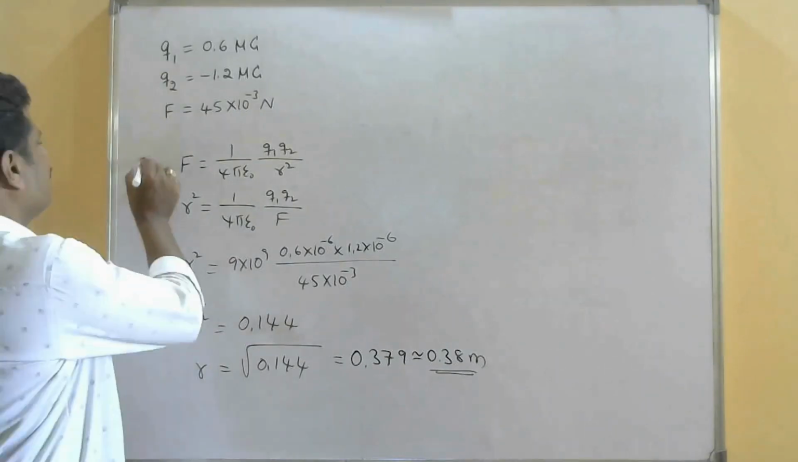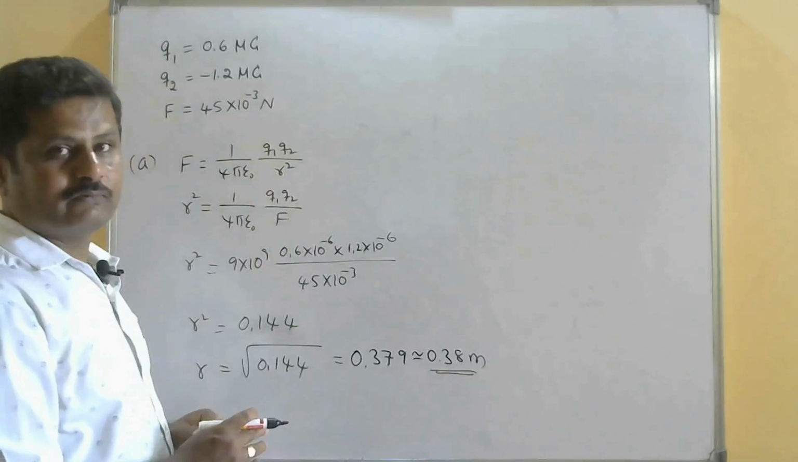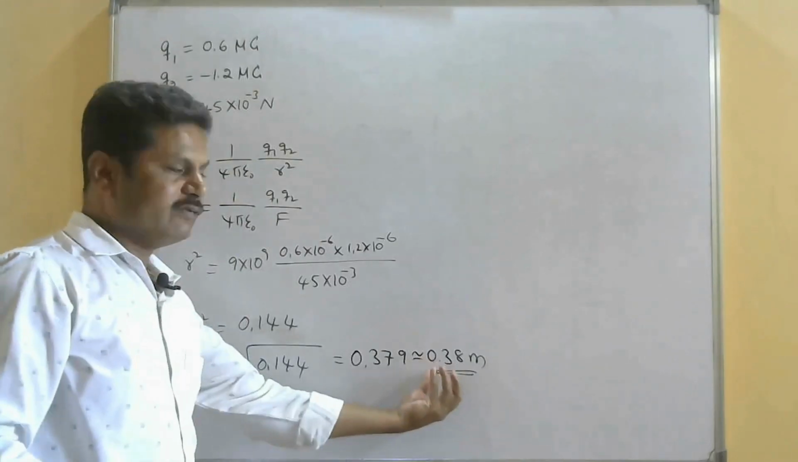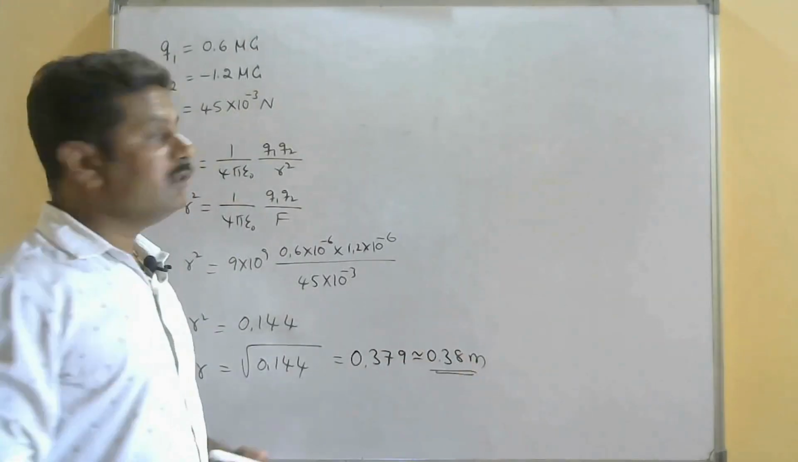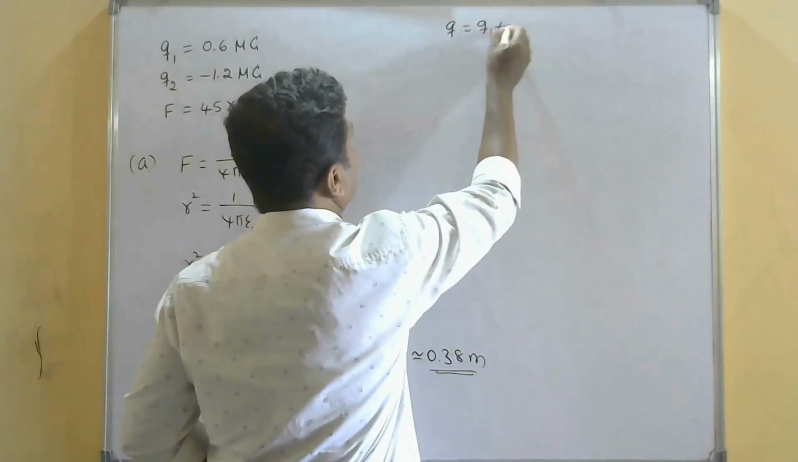Now in the second part of the question we need to find out the force between the same spheres when they are brought in contact and placed in the same position, that is, at a distance of 0.38 meter. Here the total charge before contact is q equals q1 plus q2.